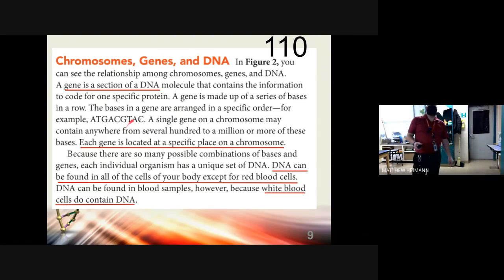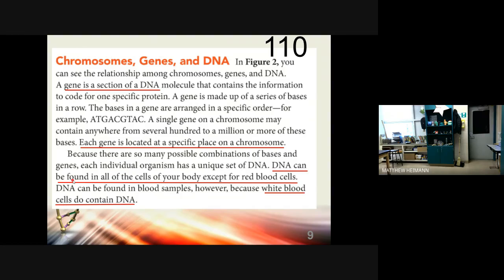ATGACGTAC. A single gene on a chromosome may contain anywhere from several hundred to a million or more of these bases. Whoa, imagine that. In a row, a million A, T, C's, and G's all mixed up. Each gene is located at a specific place on a chromosome. Because there are so many possible combinations of bases and genes, each individual organism has a unique set of DNA.